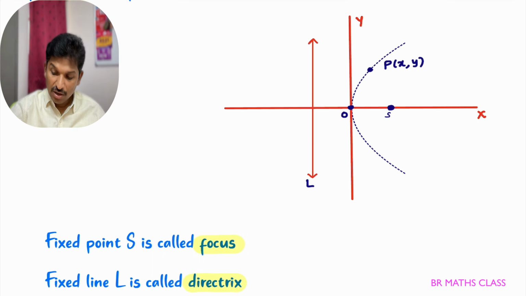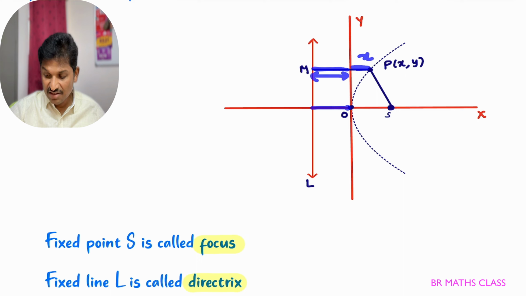Now, I want to calculate the distance from this point P to this fixed line. You observe the distance from point P to the fixed line is PM. I want to find PM. As you know, this length is x, and what is this length? See, as we discussed, as we took OS as a, this length is also a. So what is this PM? PM is x plus a. I hope you are understanding. This PM is x plus a.